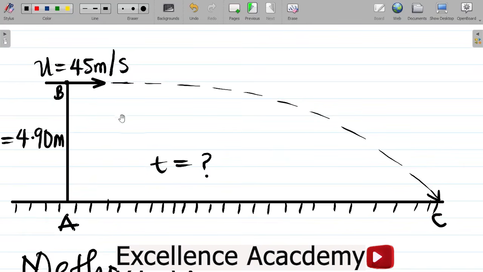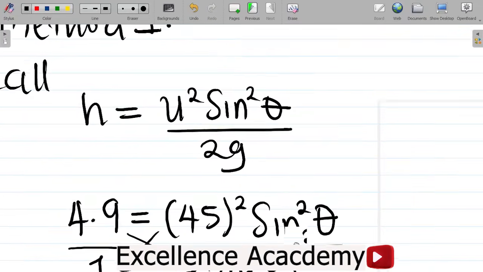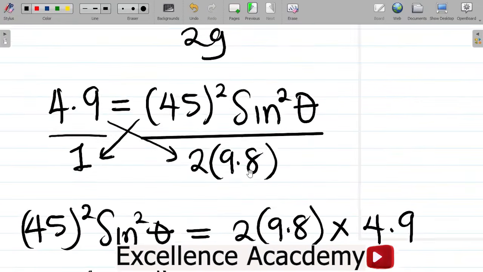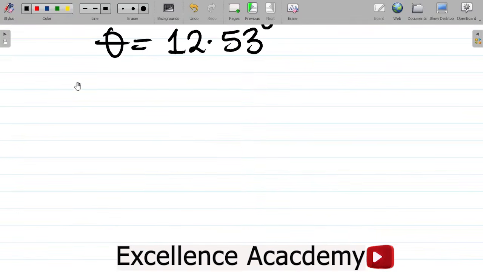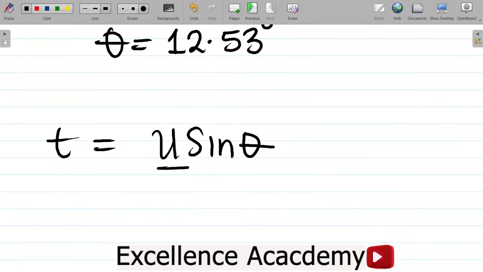And this is basically the time it takes the projectile to move from the maximum height up to the end point, that's C here. And we have a formula for that. The time it takes a particle to move from the maximum height back to the plane of projection, that's t, is given by t equals u sine theta all over g.